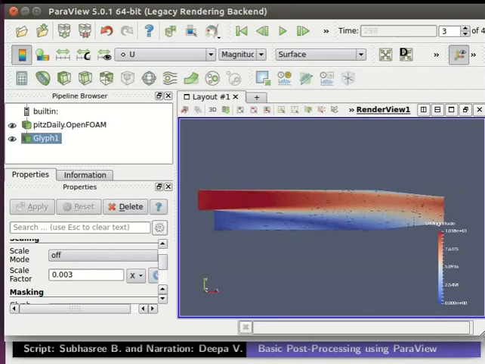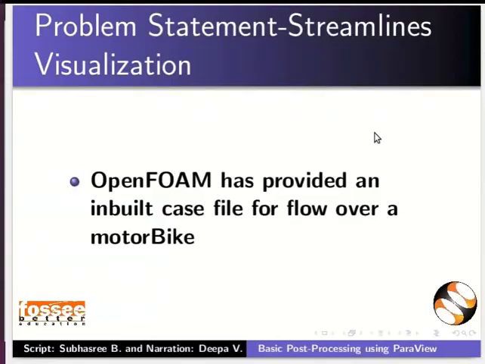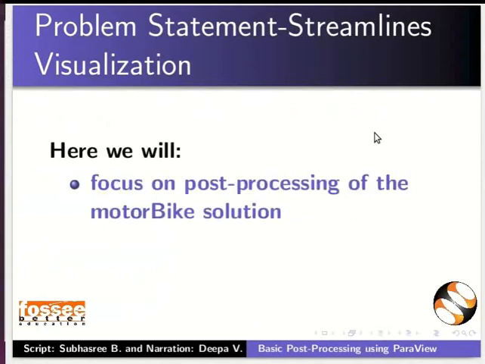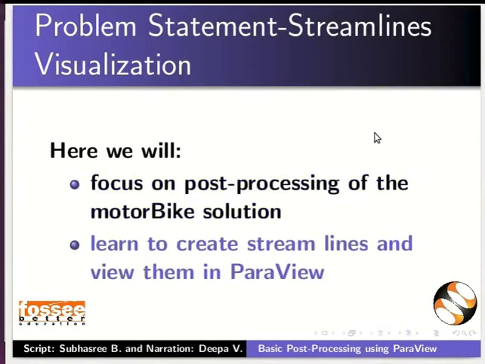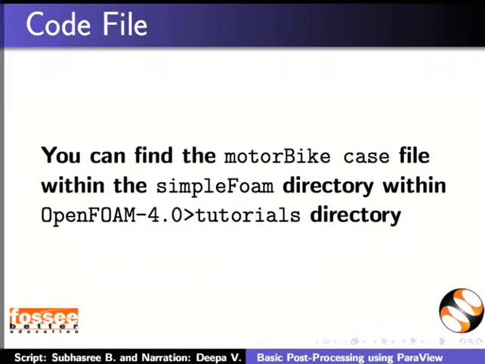Now, let us go to the next problem statement. Streamlines visualization. OpenFOAM has provided an inbuilt case file for flow over a motorbike. Here, we will focus on post-processing of the motorbike solution, learn to create streamlines and view them in ParaView. You can find the motorbike case file in the simpleFoam directory within the OpenFOAM 4.1 tutorials directory.